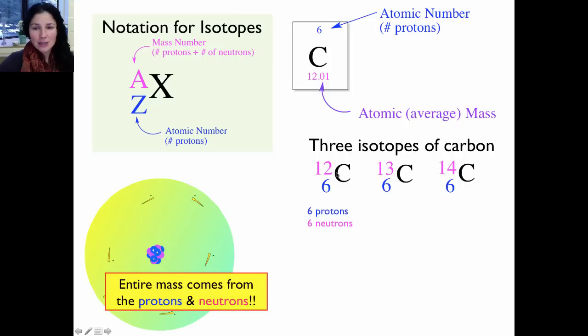So this carbon atom has 6 protons and 6 neutrons. This carbon atom has 6 protons and 7 neutrons. And this carbon atom has 6 protons and 8 neutrons. These 3 different types of carbon are isotopes. They're atoms that have the same number of protons but different number of neutrons, or different mass number. And the atomic average mass is the average between the natural occurrence of these isotopes. So you can tell from this number which one of the isotopes is the most common. So there must be a lot more 12 if the average number here is very close to 12.